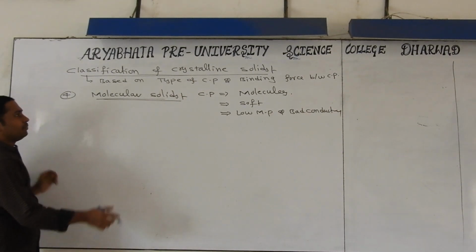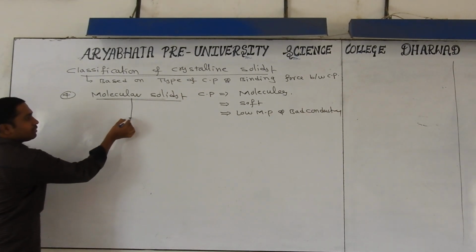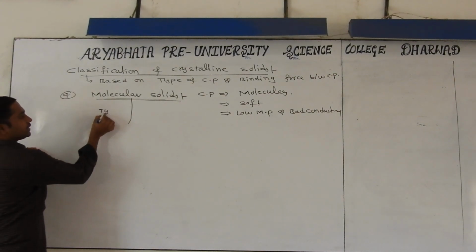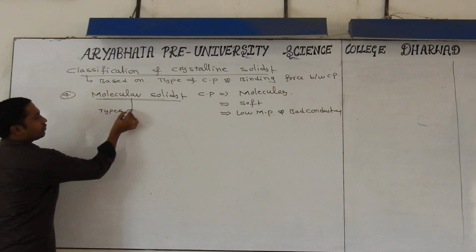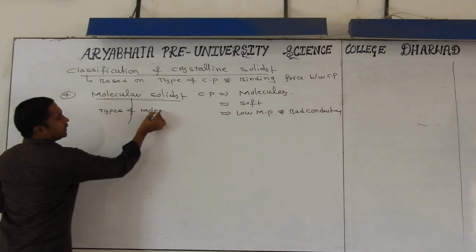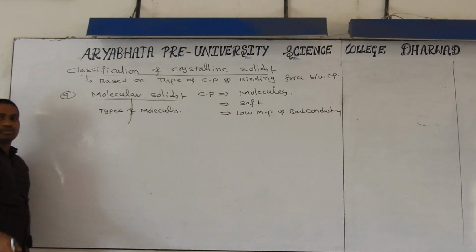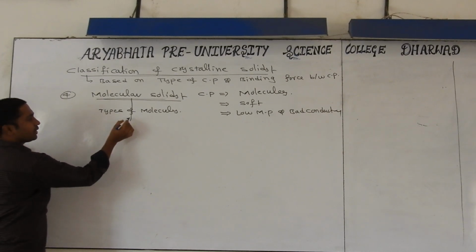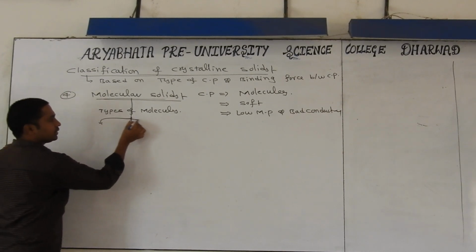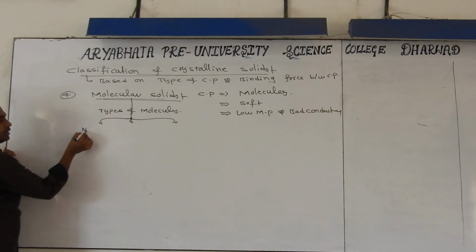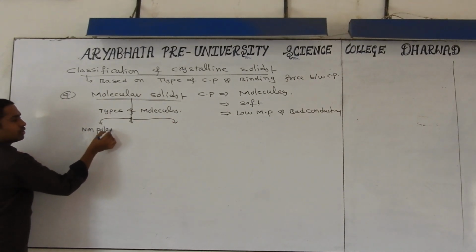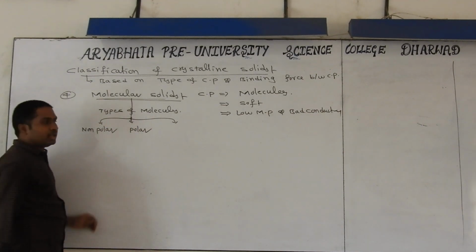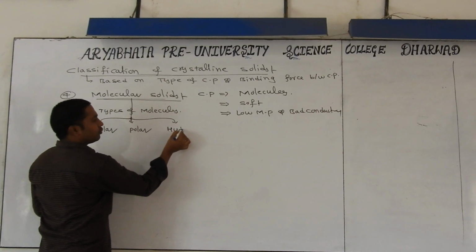Again, an important thing here: these molecular solids are classified into three categories, based on the types of molecules. Under this, I will write three different categories. They are non-polar molecular solids, you know very well, another one is polar molecular solids, and another one is hydrogen bonded molecular solids.